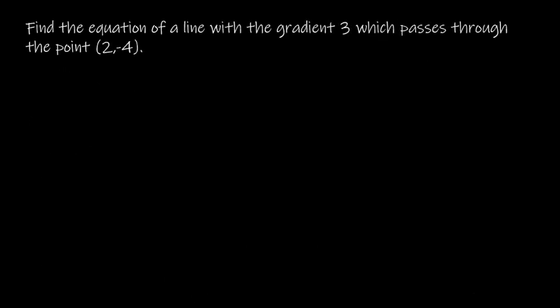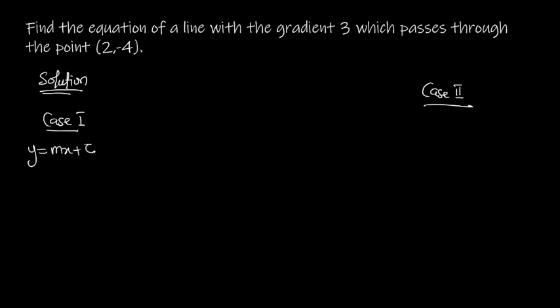We have to find the equation of a line with a gradient of 3 which passes through the point (2, -4). So let's write down our solution. Let me say case 1 or approach 1, and then case 2 for us. You can use any of them. In this one, I'm going to use y is equal to mx plus c.